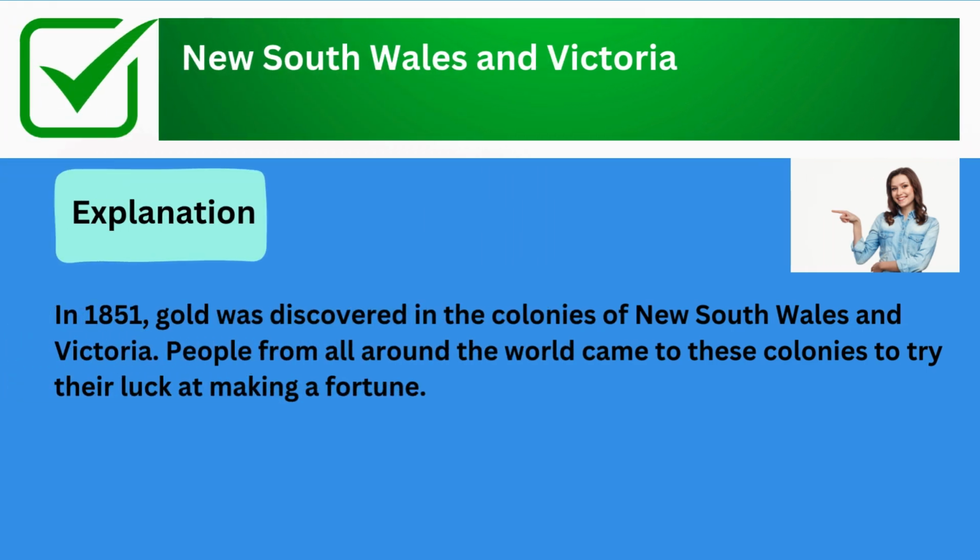The correct answer is New South Wales and Victoria. Explanation: in 1851, gold was discovered in the colonies of New South Wales and Victoria. People from all around the world came to these colonies to try their luck at making a fortune.